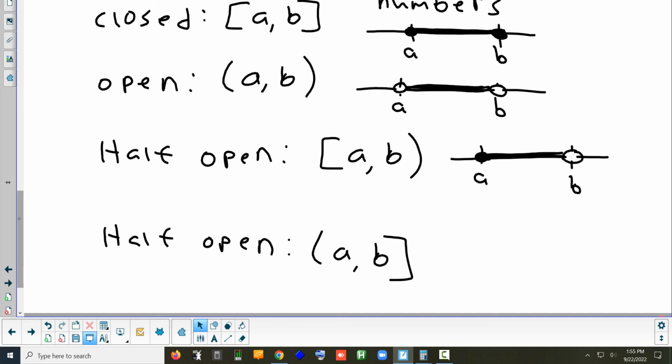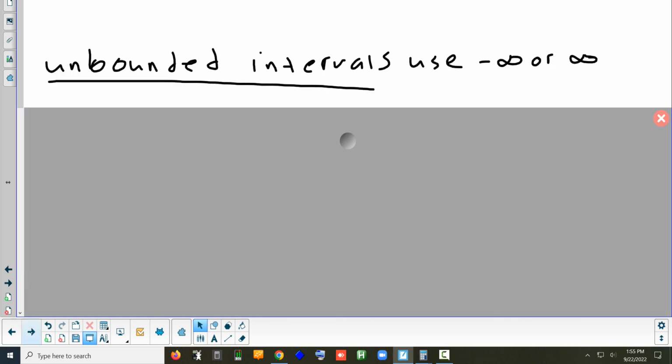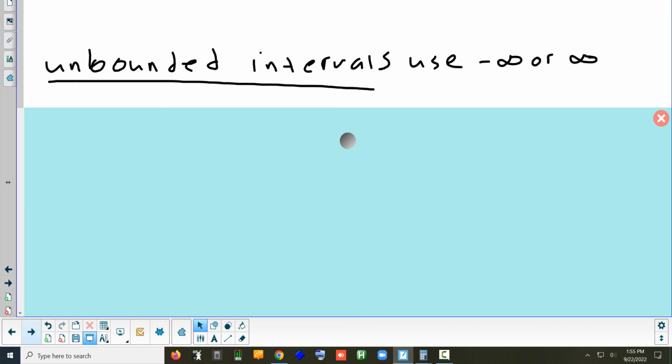Yes, it would go on forever. So if something had no upper limit, what symbol would you put to represent that? Infinity. So if you write an interval and it has an infinity in it, then that is unbounded. Unbounded intervals always use either a negative infinity or a positive infinity symbol.